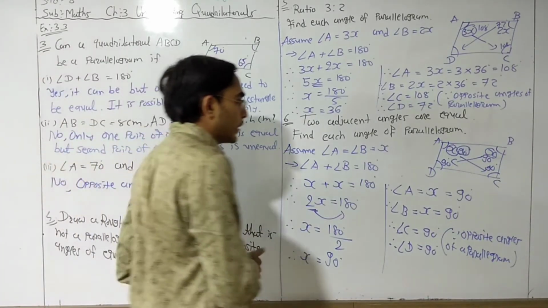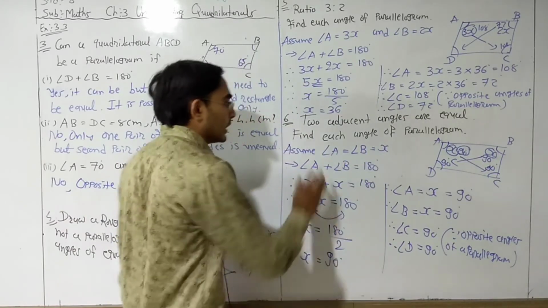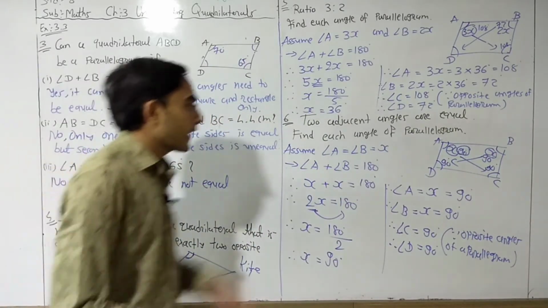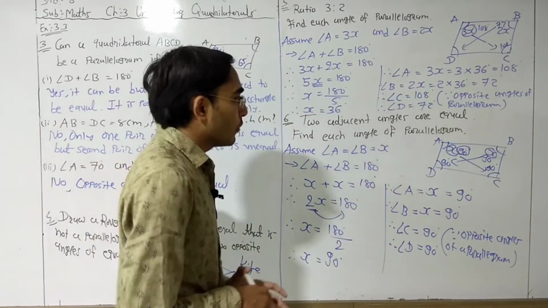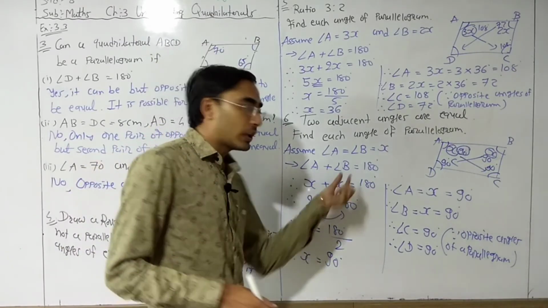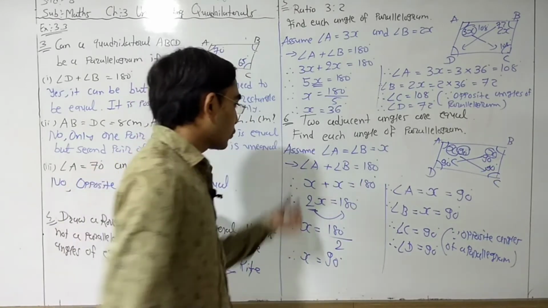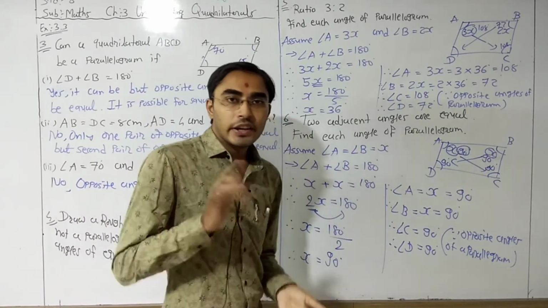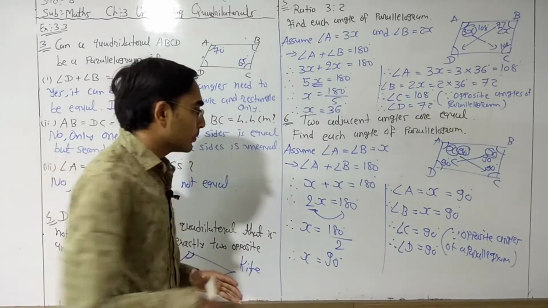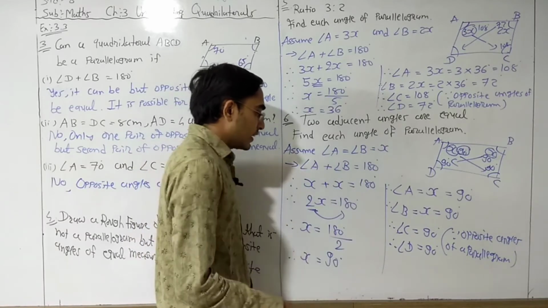Okay, so similarly, as we solved question number 5, we can find the solution of question number 6. First of all, we need to assume our two angles. Here two adjacent angles are equal, so angle A is equal to angle B is equal to x. Then use the property of adjacent angles for a parallelogram. The sum of two adjacent angles of a parallelogram is equal to 180 degrees. So angle A plus angle B is equal to 180 degrees. Put the value of angle A and angle B.